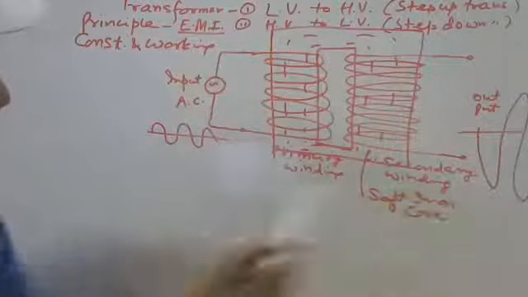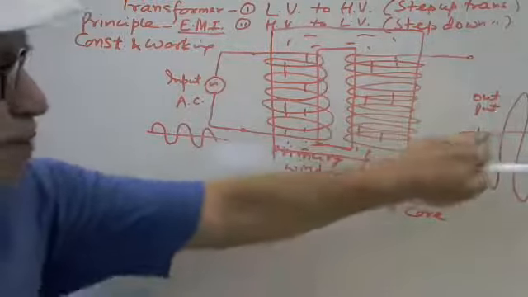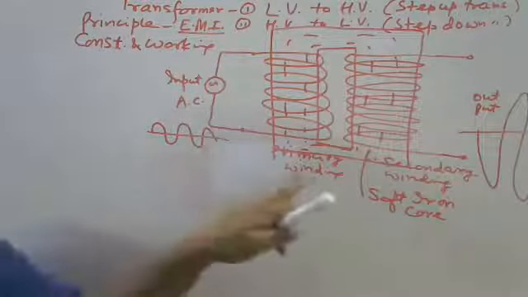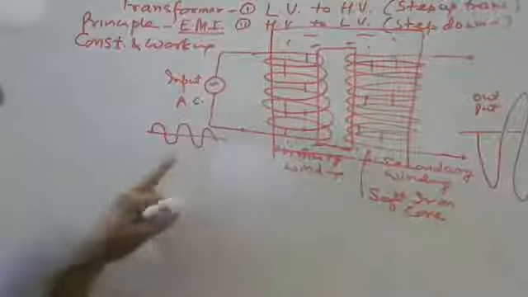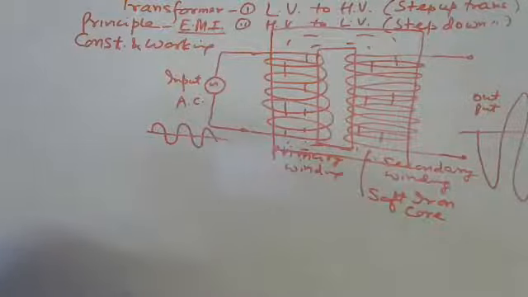Output is more, because the number of turns is more, stepping up. So the magnitude here is more in comparison to the input. So it is a step up transformer. The phase difference between input and output is 180 degrees. Now let us discuss the working.